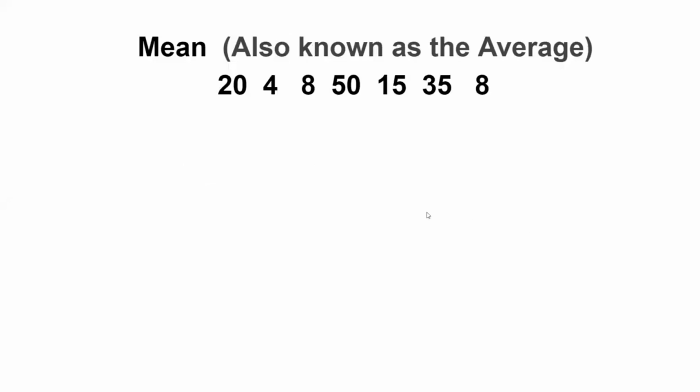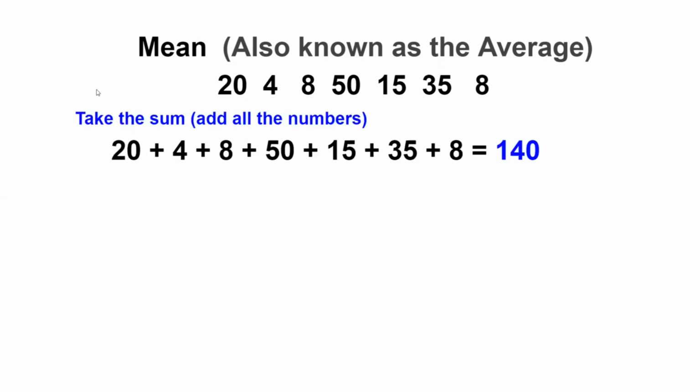So let's take a look at the first of these. It's called the mean. You might know it as the average. They are the same thing, no difference. So this is the one that you're probably most familiar with. We take the sum, add up all of the numbers, just add them in sequence, and we get 140.